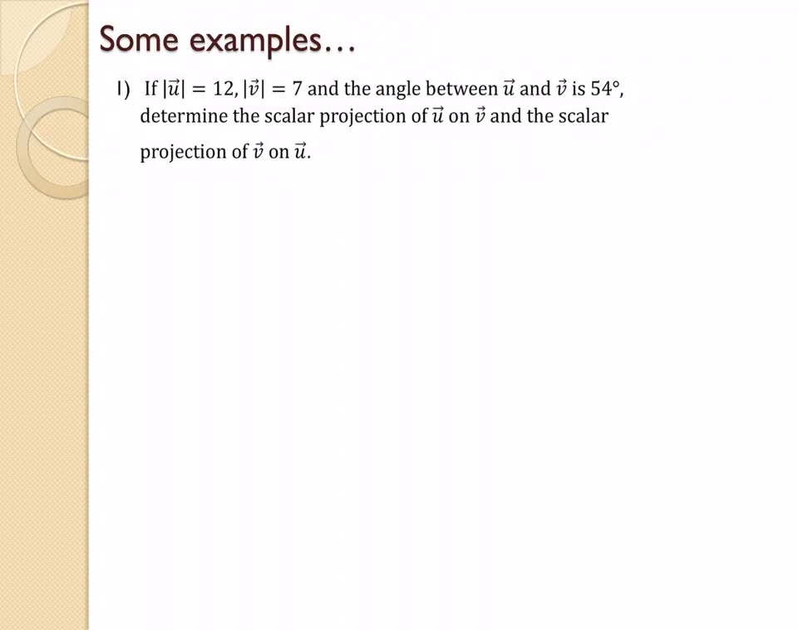Some examples right away. If the magnitude of u is 12 and the magnitude of v is 7, and the angle between u and v is 54, determine the scalar projection of u on v, and then of v on u. So I'll do first u projection v, with these absolute value bars to indicate it's a scalar projection. And to get that, what I need is magnitude u cos theta. So I get 12 cos 54. And when I type in 12 cos 54, I get 7.05.